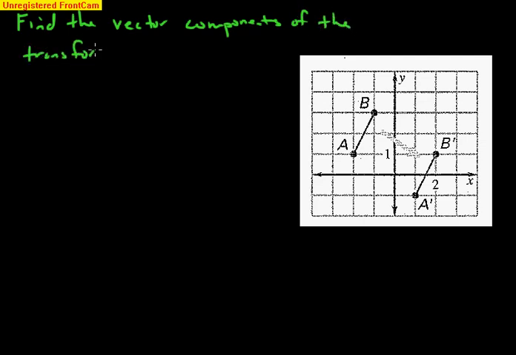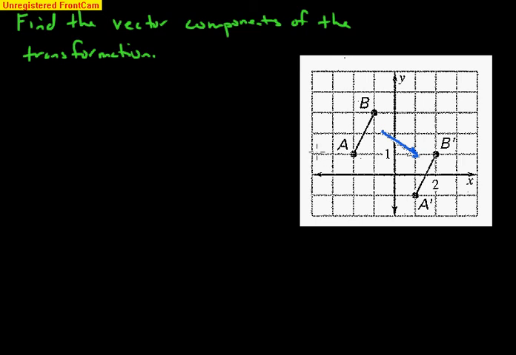It's going to incorporate vectors. So I want to find the vector components of the transformation. Okay, so I want to find the vector components of the transformation. And here in this picture, I'll use blue, we have an arrow going this way. So we have A, B, and we have A prime, B prime.